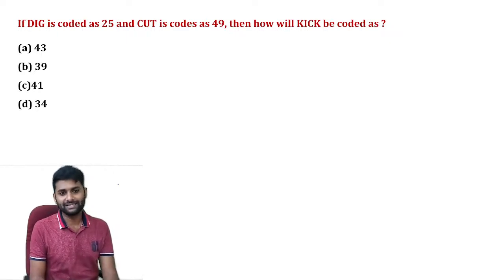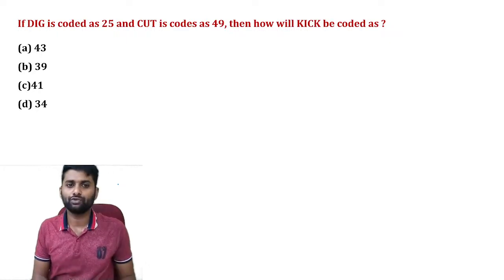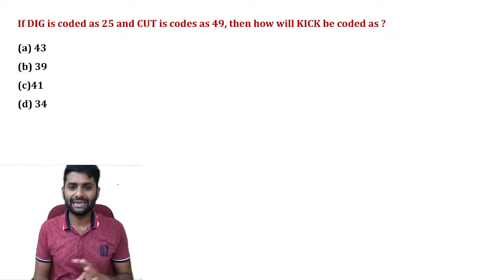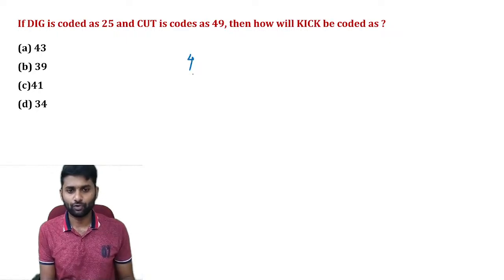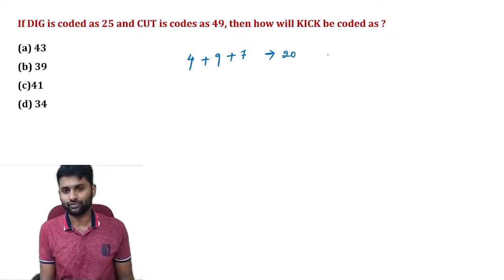Now see, DIZ is coded as 25, CU2 is coded as 49. How is KICK coded? D is the fourth letter, I the ninth letter, G the seventh letter. What about the sum here? 9 plus 4 plus 7 is equal to 20. Instead of 20, they have given us 25.